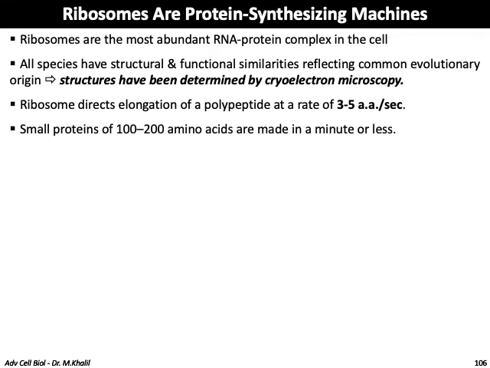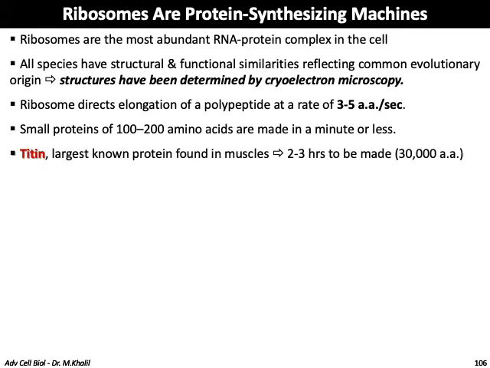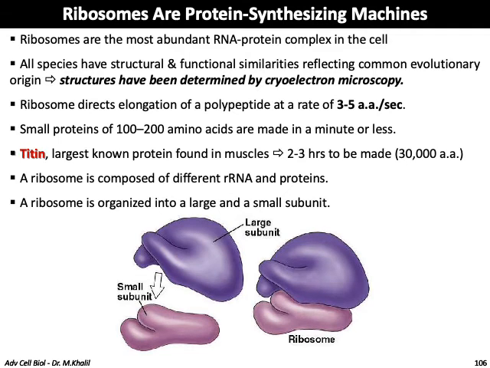Small proteins, 100 to 200 amino acids, are made in a minute or less. Titin is the largest known protein, found in muscles. It takes up to 3 hours to be made, at 30,000 amino acids. A ribosome is composed of different ribosomal RNAs and proteins. A ribosome is organized into large and small subunits.